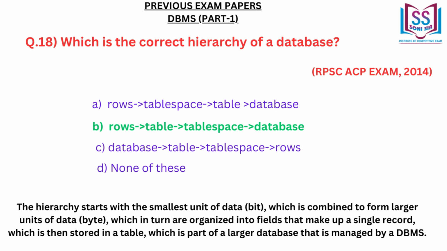The hierarchy starts with the smallest unit of data, the bit, which is combined to form larger units of data, the byte, which in turn are organized into fields that make up a single record, which is then stored in a table, which is part of a larger database that is managed by a DBMS.